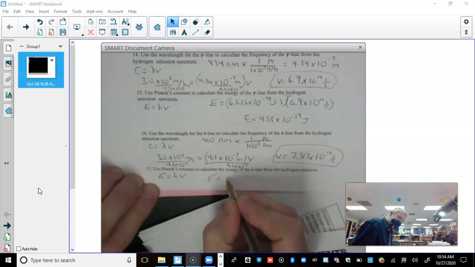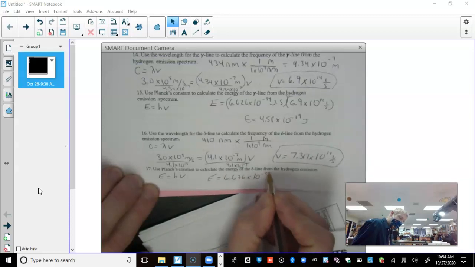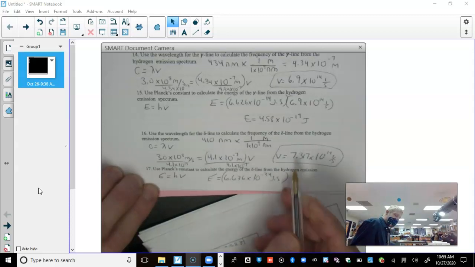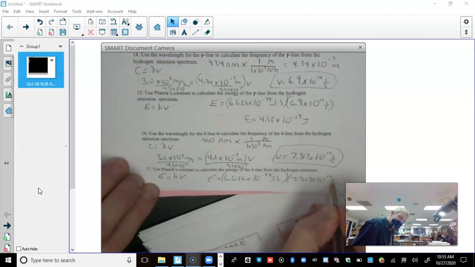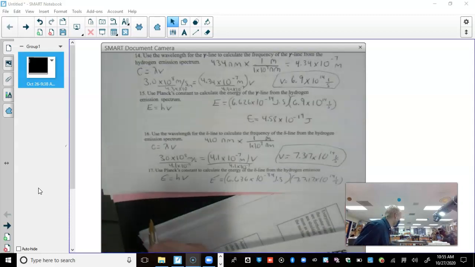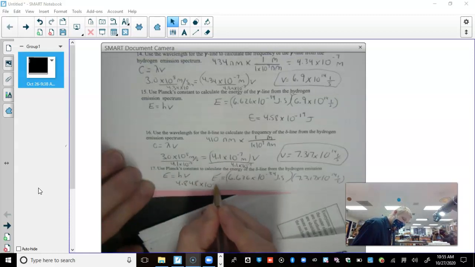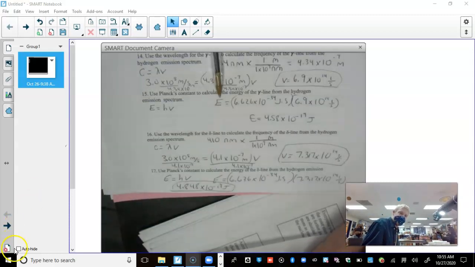So energy equals 6.626 times 10 to the negative 34th joules per second. That's our Planck's constant. And we times it by our frequency from the previous problem. And what was it? 4.848 times 10 to the negative 19 joules. And there you have it. Quantum mechanics.